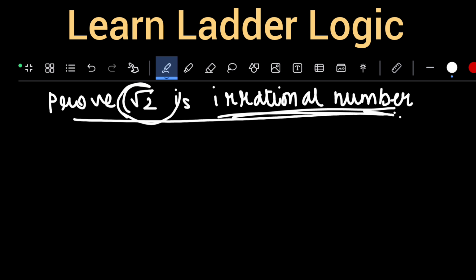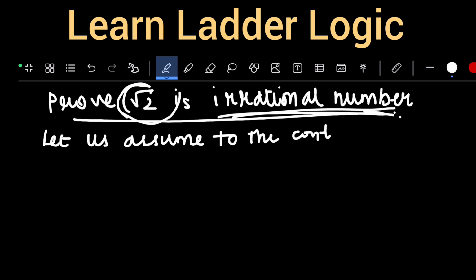Here, just see the format, how I'm writing everything, and understand the same exact way you have to write it in your examination. Let's prove that root 2 is an irrational number. Here, we'll write: let us assume, to the contrary, that root 2 is a rational number.